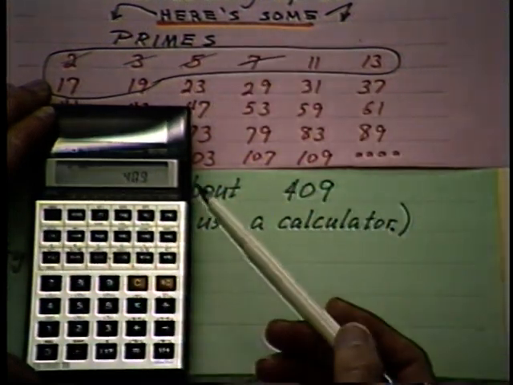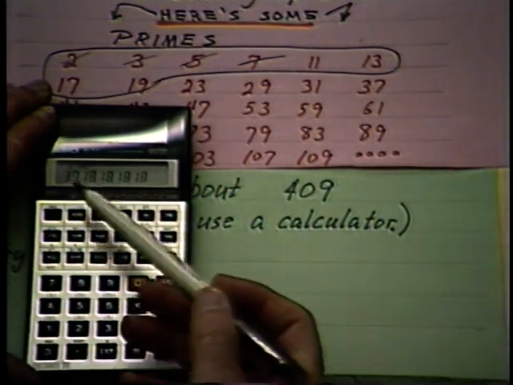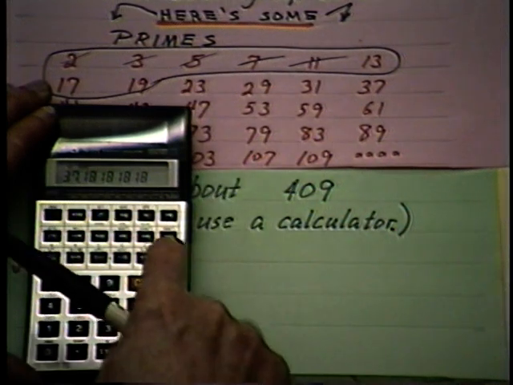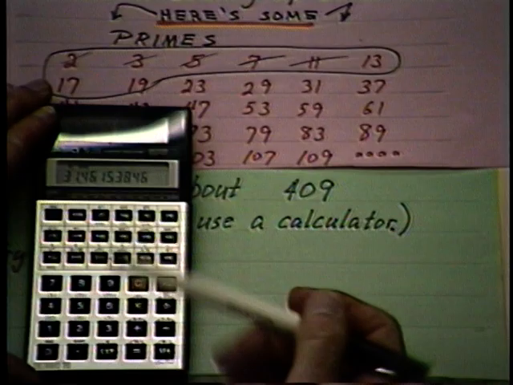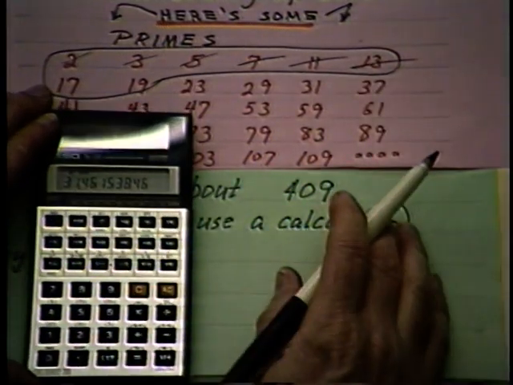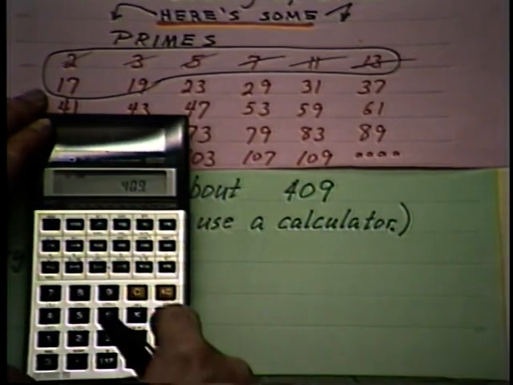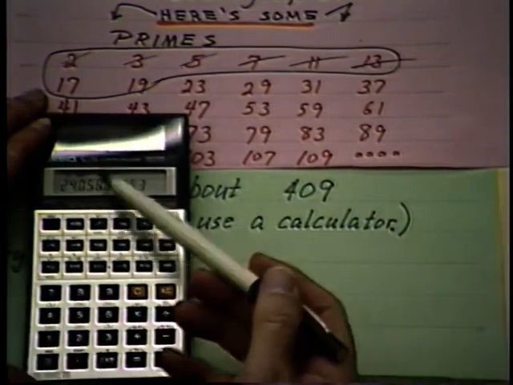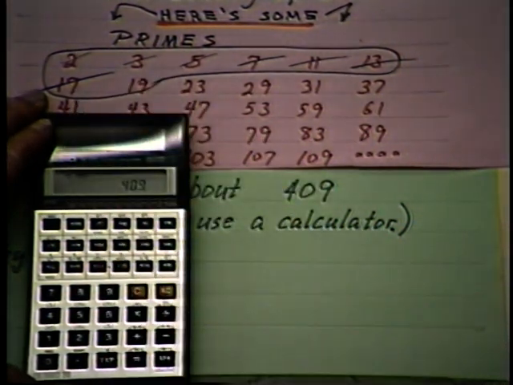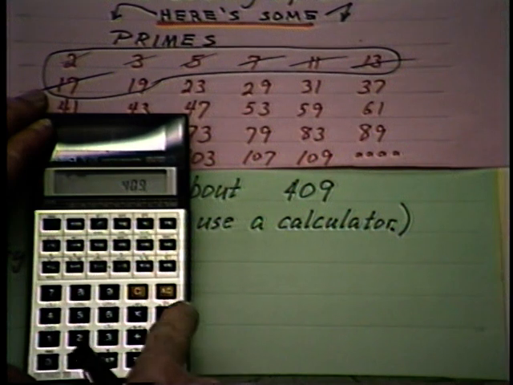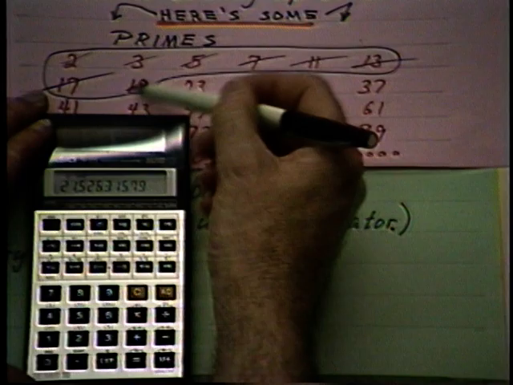Memory recall, there's my 409 again. Divide by 11. Decimals, it won't go in. Memory recall, 409 again, divide by 13. Decimals, that won't go in. Memory recall, divide by 17. Decimals, that won't go in. Memory recall, my last prime number I need to try now. Divide by it. Decimals, it won't go in.